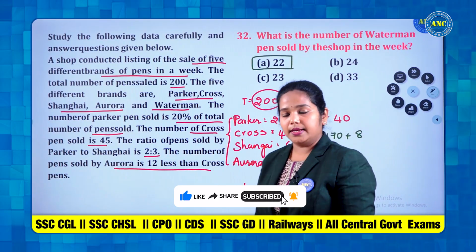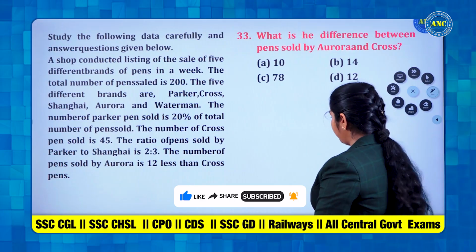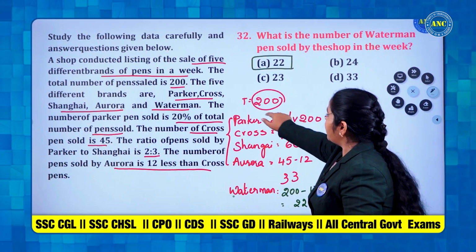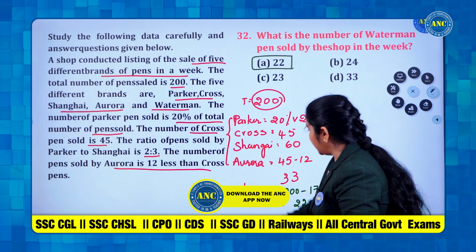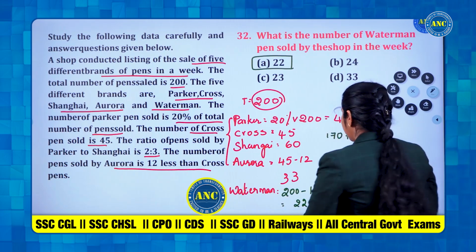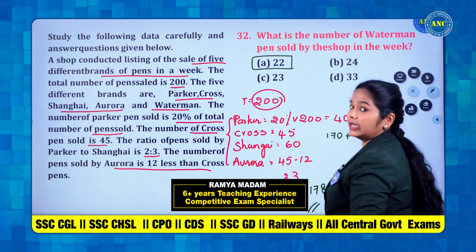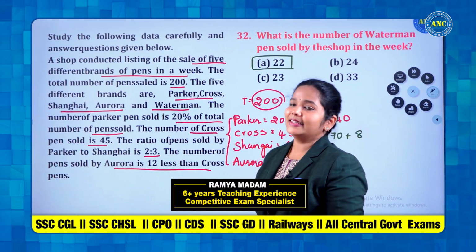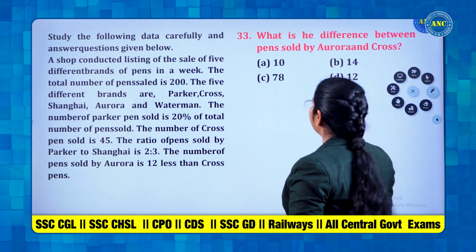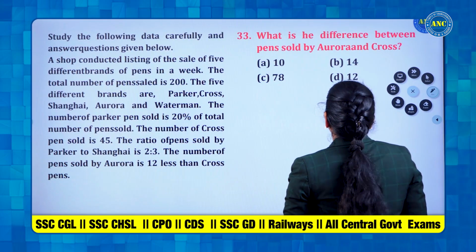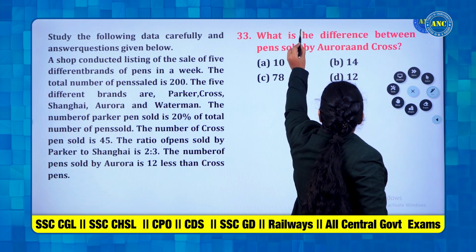Did you all get? Yes. So, what we have done? We have subtracted all the pens from the total so that we get Waterman pens. Yes. 22 pens. Clear? Right? Next question. Question number 33. What is the, okay, it's D, fine.